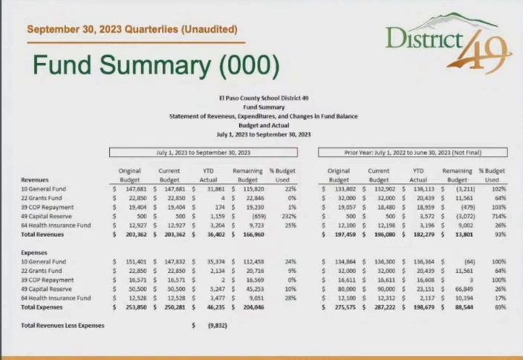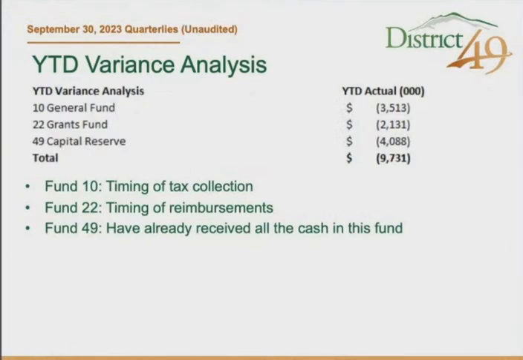So when we look at where we are in the spend on the quarter, if we go to the next slide, the year-to-date variance analysis, this is kind of just to check the health of where we are. So the general fund, we have a negative 3.5 million, and you'd be like, gee, the grants fund, we got a negative 2.1 million. The capital reserve is a negative 4. What's going on here? School districts front load spending in that first quarter, right? We're ordering supplies, there's teacher needs and everything.